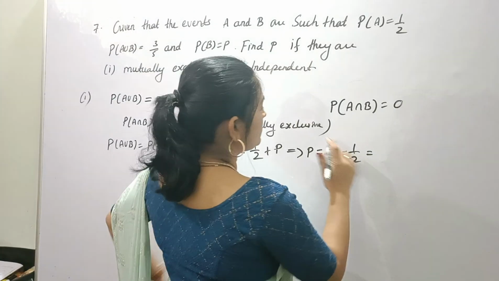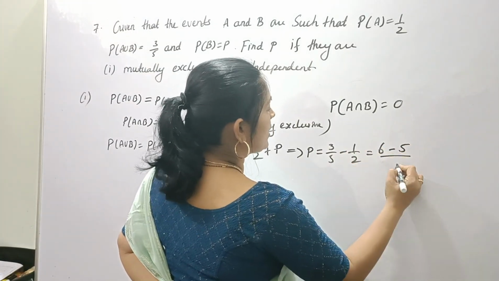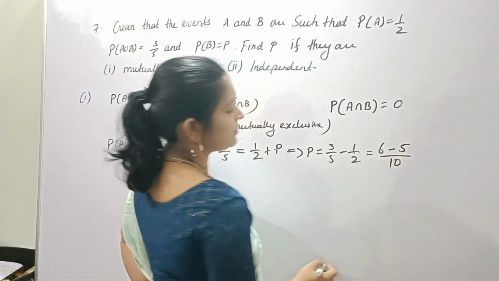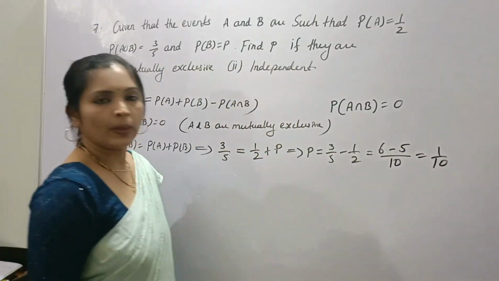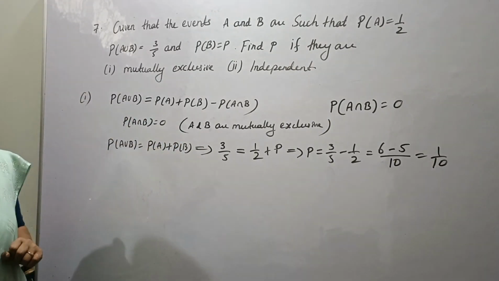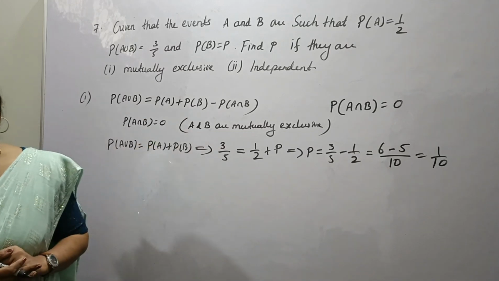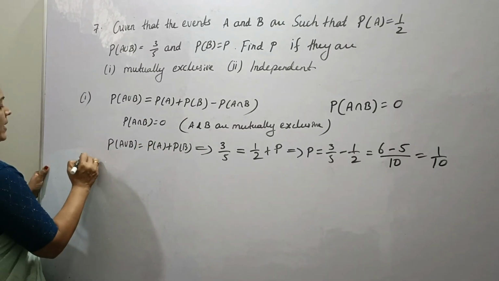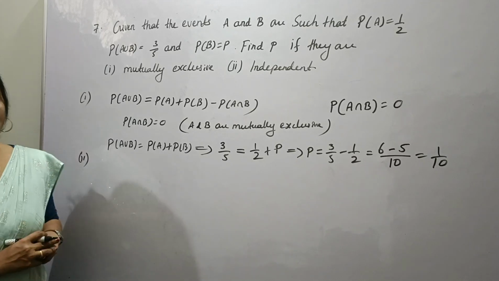That is 6 minus 5 divided by 10, that is 1 by 10. So here the P value is 1 by 10. If A and B are mutually exclusive, then P is equal to 1 by 10. Next, second case: if A and B are independent events, then what is the value of P?